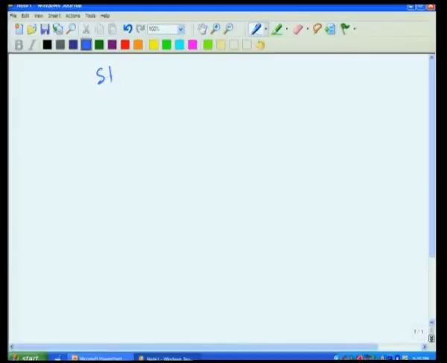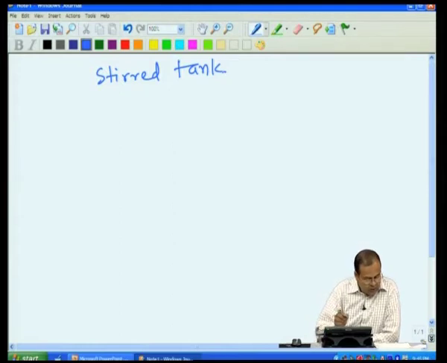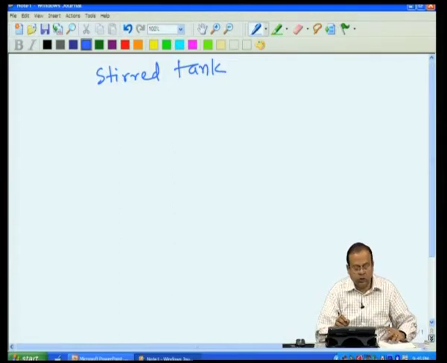Let us continue our discussion on adiabatic reactors, and just to recap, let us write down the energy balances for two types of reactors and we will take forward from there. So, if we have, let us say, a stirred tank reactor, we have the energy balance which looks something like this.